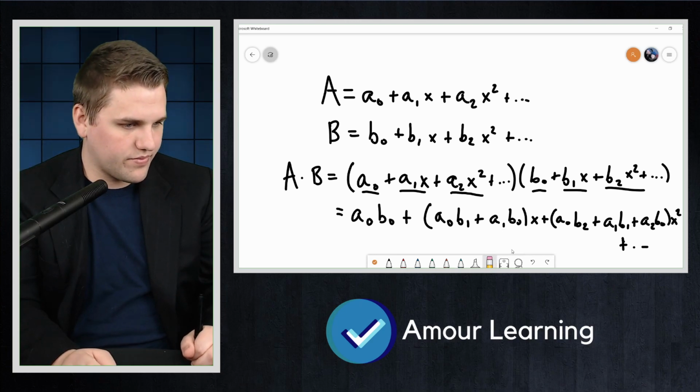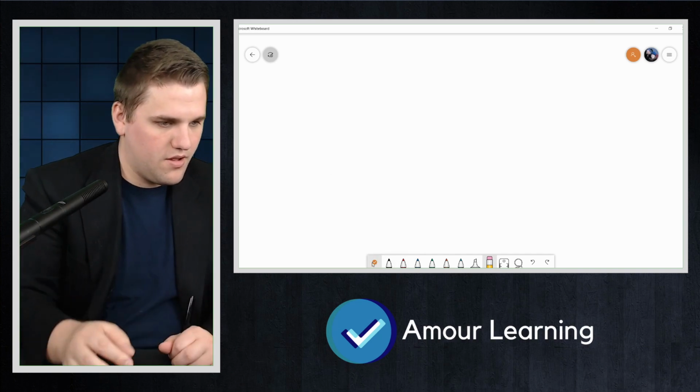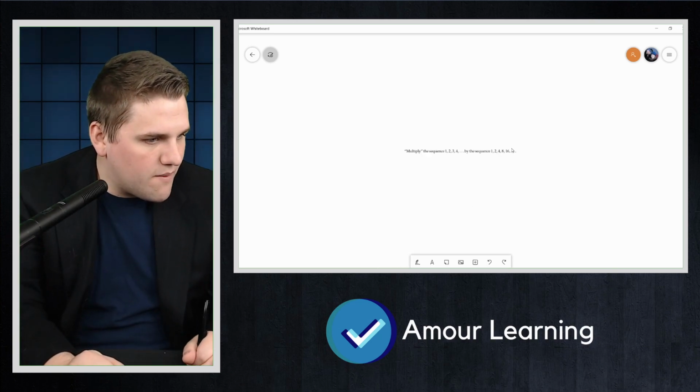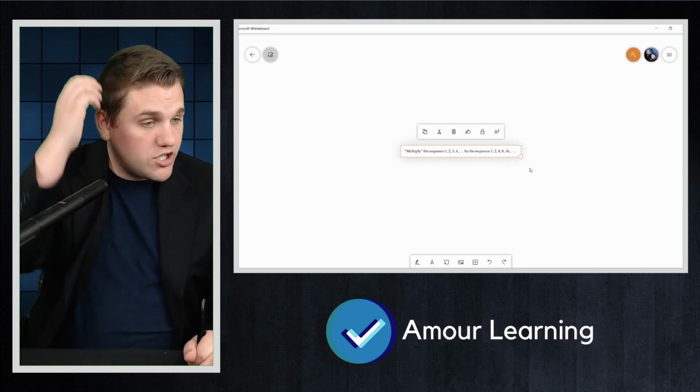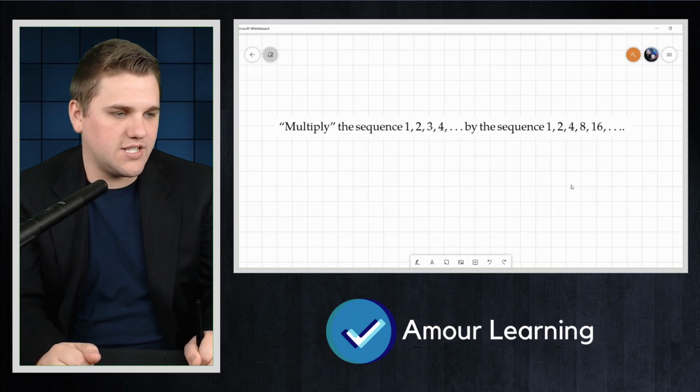All right, let's actually do an example together to see what this looks like. I have a prepared example. Let's multiply the sequence 1, 2, 3, 4 by the sequence 1, 2, 4, 8, 16.